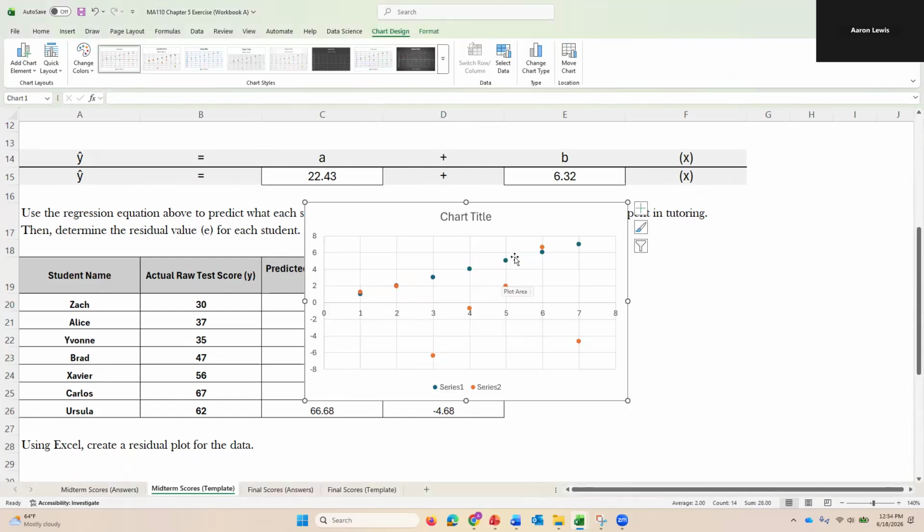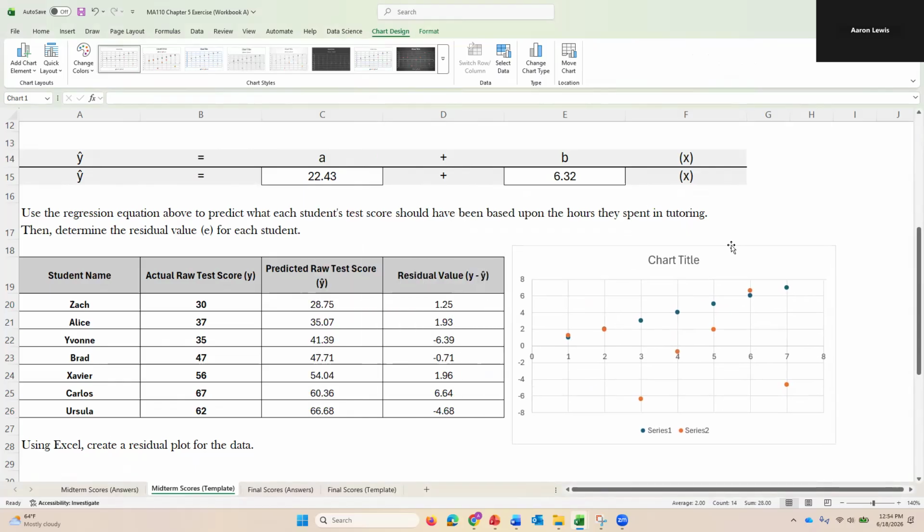And this gives us a graph like this. Looking at the information we have here compared to our points over there, the blue dots seem to be how many hours a student went to tutoring for. And that's not real useful for what we're looking at. We're only looking at how much they varied from our expectation, and that would be our residuals. This one looks like it's about 1.25. It is, that's Zach's residual. This one looks like about 1.93. That's Alice's residual. So the orange dots are representing each person's residual value.